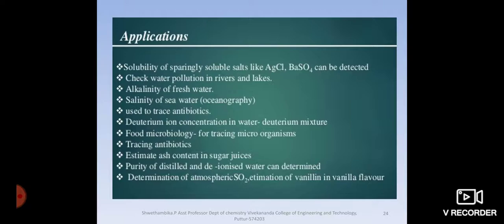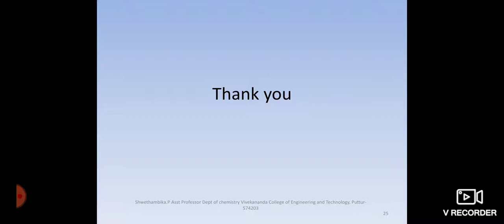titrations. As far as the VTU syllabus is concerned, you need not study the applications. The fundamental principle, Ohm's law, then instrumentation, types of conductance, factors affecting conductance, and the three cases must be studied in detail. Thank you.